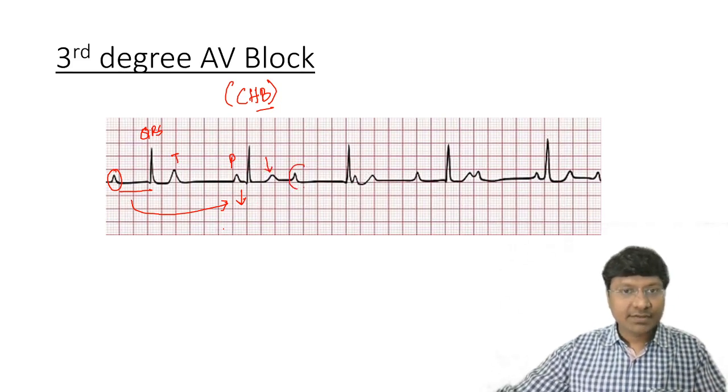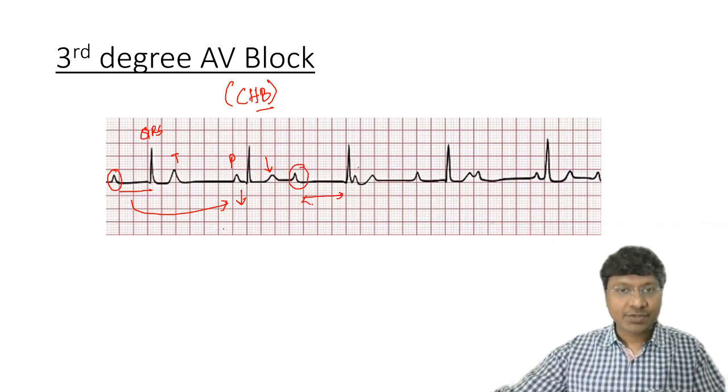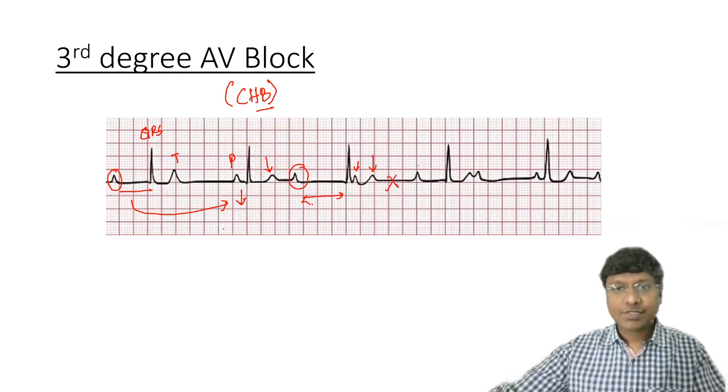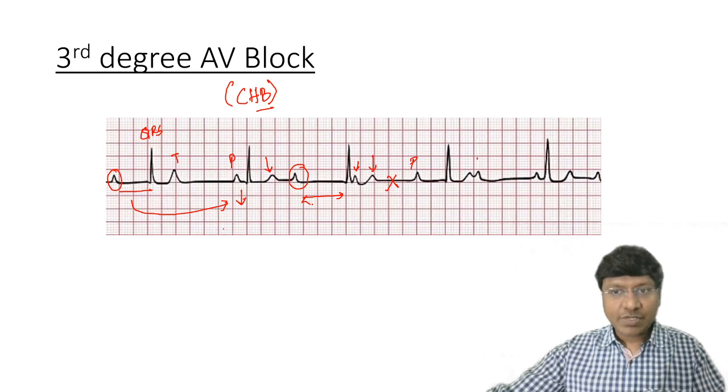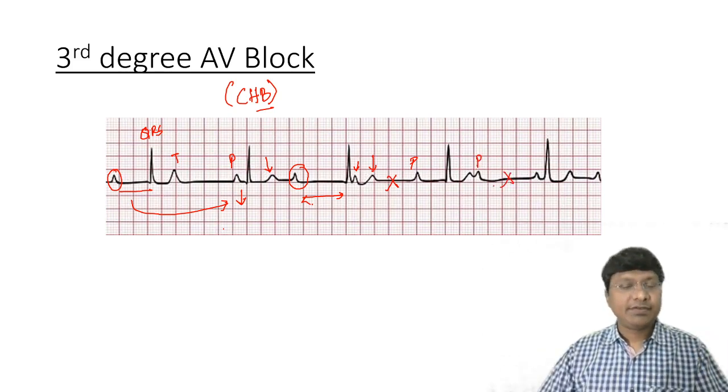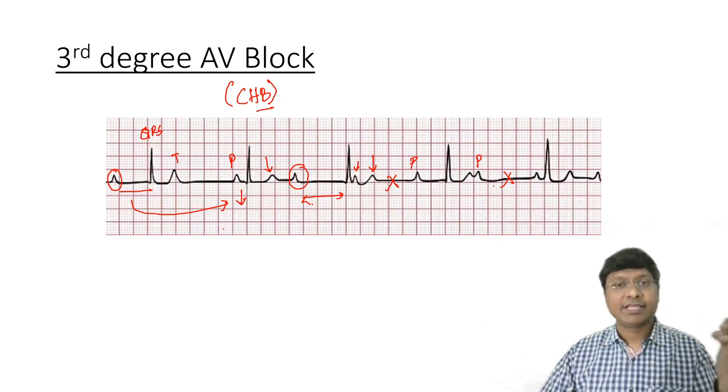Then again you have the P wave and again you see the PR interval is grossly prolonged. Then you have a T wave. Then again you have a P wave and there is no QRS complex. You have a P wave, and there is no QRS complex. So in case of third degree AV block, what I want to tell you is there is no correlation between the atrial and ventricular contraction. Atria will contract on its own and ventricle will contract on its own, right? And the immediate treatment of choice for third degree AV block is temporary pacemaker insertion.